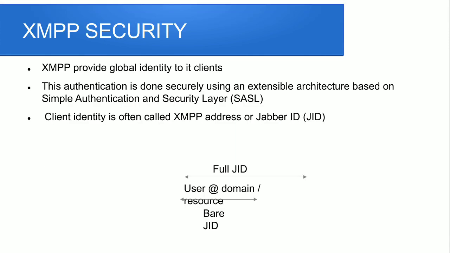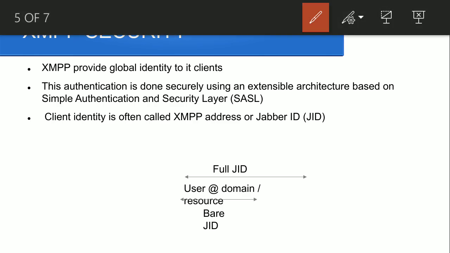Now how XMPP security is established, we discuss in this slide. XMPP provides a global identity to its clients. This global identity is identified as a Jabber ID or XMPP address. If we have to connect with a particular node, we use user@domain to find that particular node. This authentication is done securely using an extensible architecture based on the Simple Authentication and Security Layer. XMPP is secure because of the SASL layer architecture.